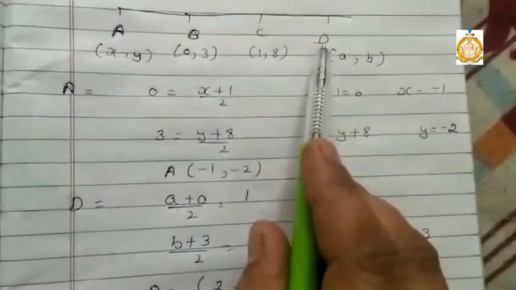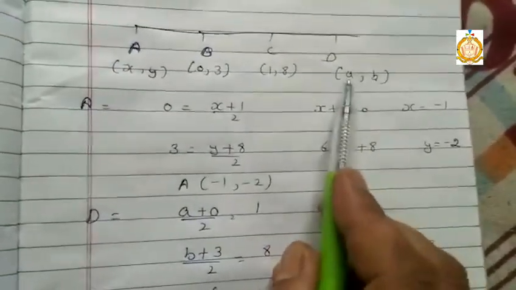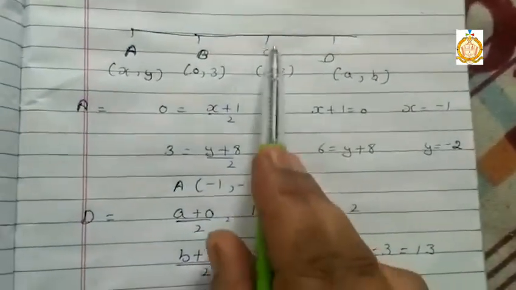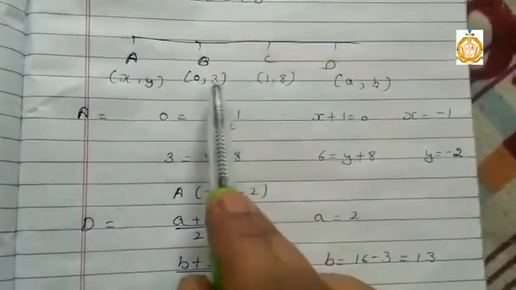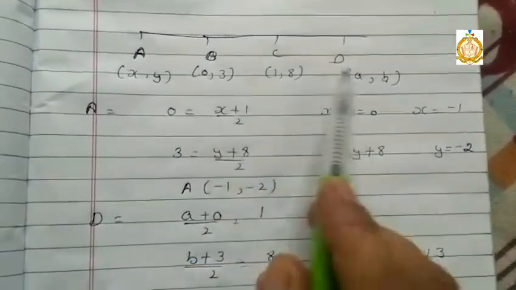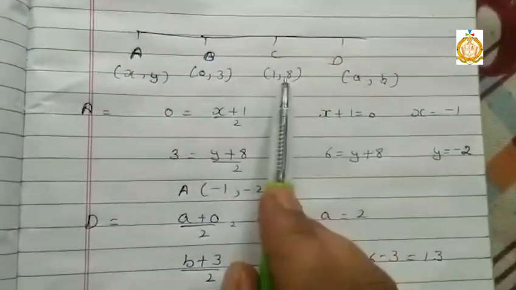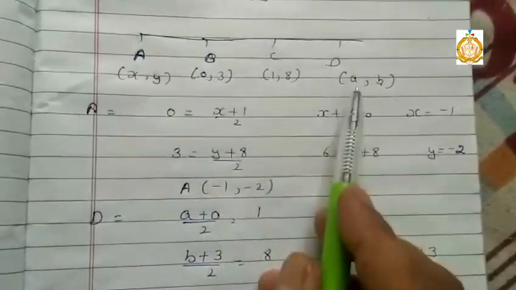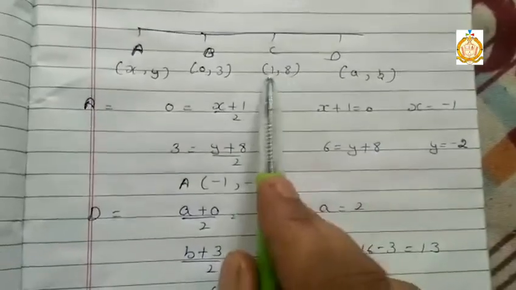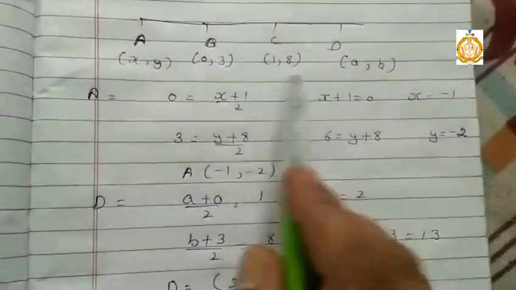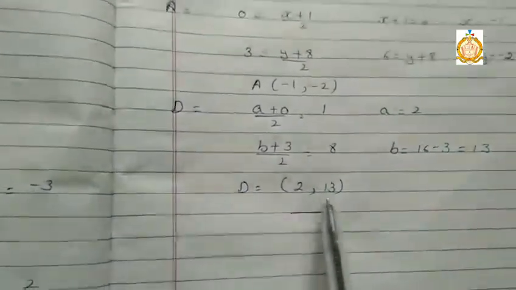If I want to find the value of D, I let it be a and b. Now see, students, because BC and CD are equal, that means C becomes the midpoint. Now I take 0 plus a divided by 2, 3 plus b divided by 2 equals 8 and 1. That means it becomes x1, y1, x2, y2 and x and y. And I can find the values of a and b by the same midpoint formula. And the coordinates of D are 2 and 13.